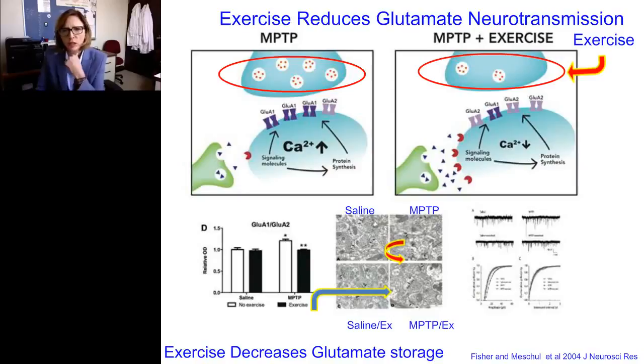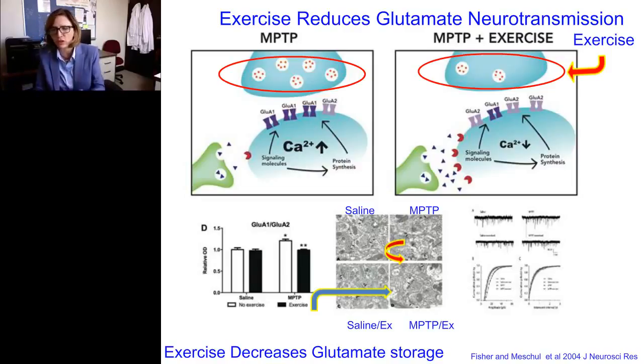Charlie Mitchell, a collaborator in Oregon, was able to help using EM to show us that we also saw changes in glutamate levels presynaptically. So there's an increase in glutamate storage before exercise, which was attenuated after exercise. So again, two points right now: AMPA and glutamate storage elevated, if you will, with MPTP or dopamine depletion, and it was normalized with exercise.